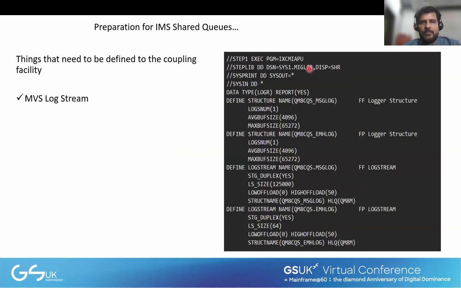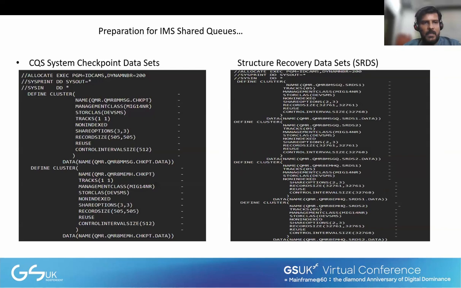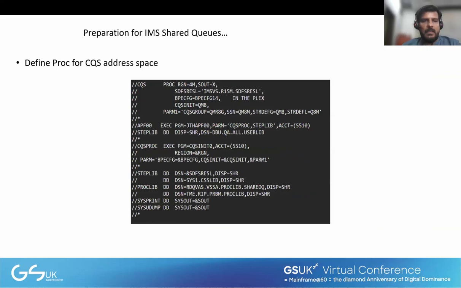We use the same utility to define the logger structure and log streams. So here is the sample JCL for the same. We use the IDCAMS utility to define the CQS system checkpoint datasets and the structure recovery datasets. These are sample JCLs to define them. So this is a sample proc for setting up the CQS address space.